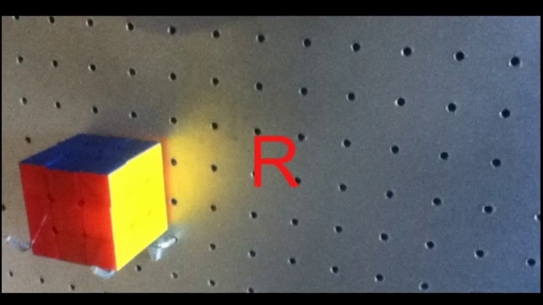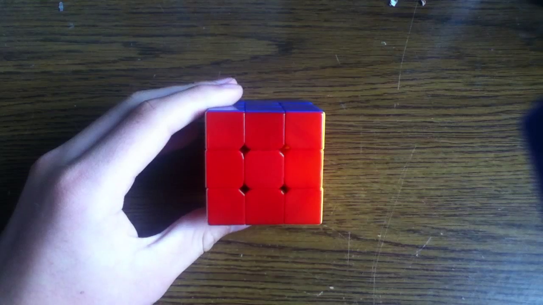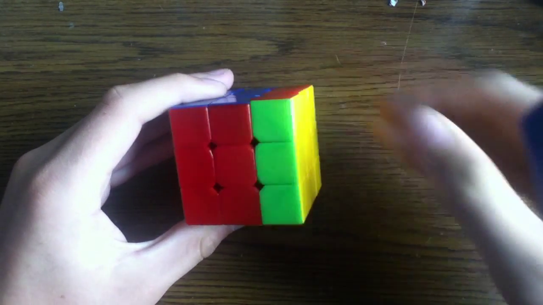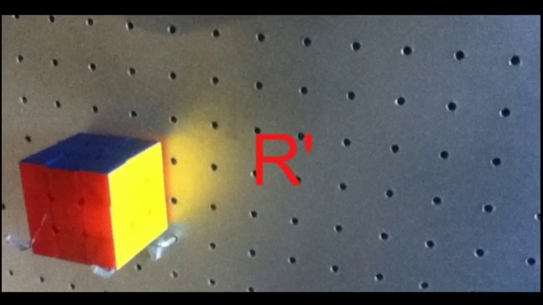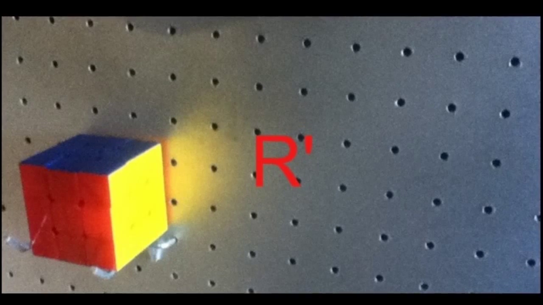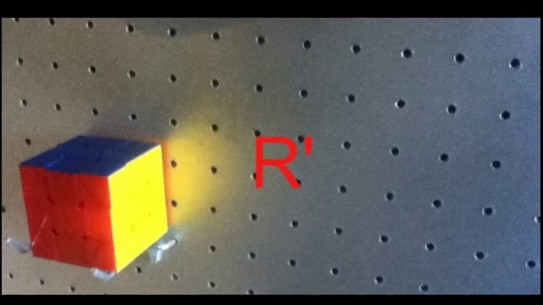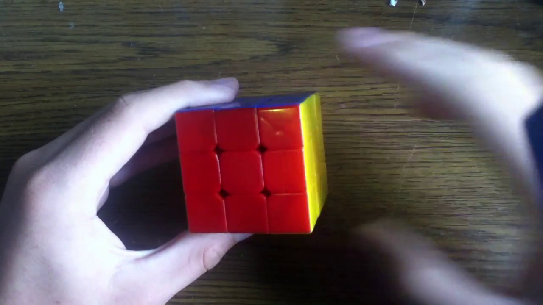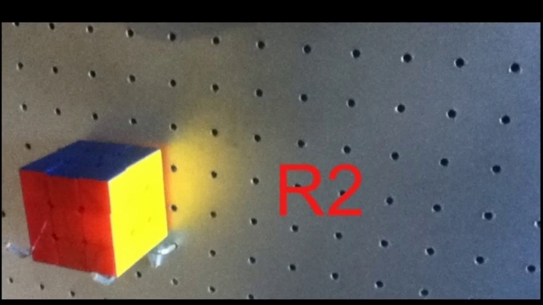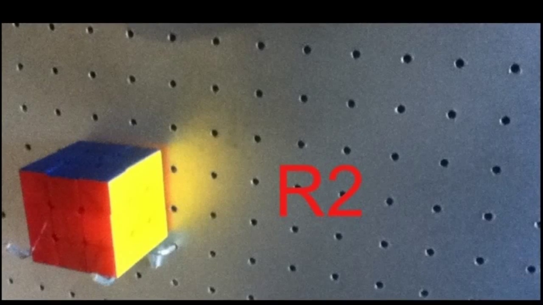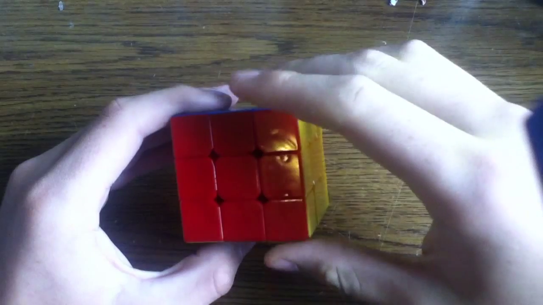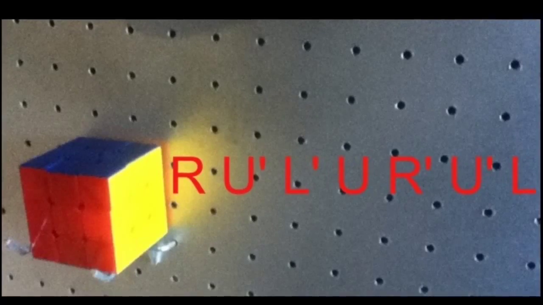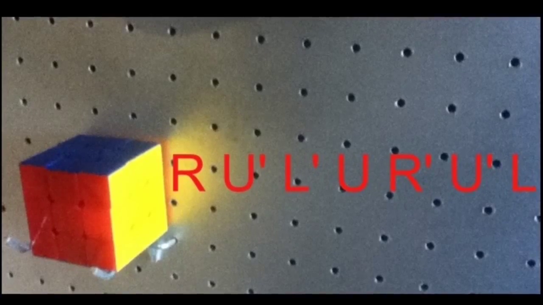If an algorithm asks you to make an R turn, turn the right face of the cube 90 degrees clockwise. If an algorithm asks you to make an R inverse turn, turn the R face of the cube 90 degrees counterclockwise. If an algorithm asks you to make an R2 turn, turn the R face of the cube 180 degrees in either direction. Let's try this algorithm.